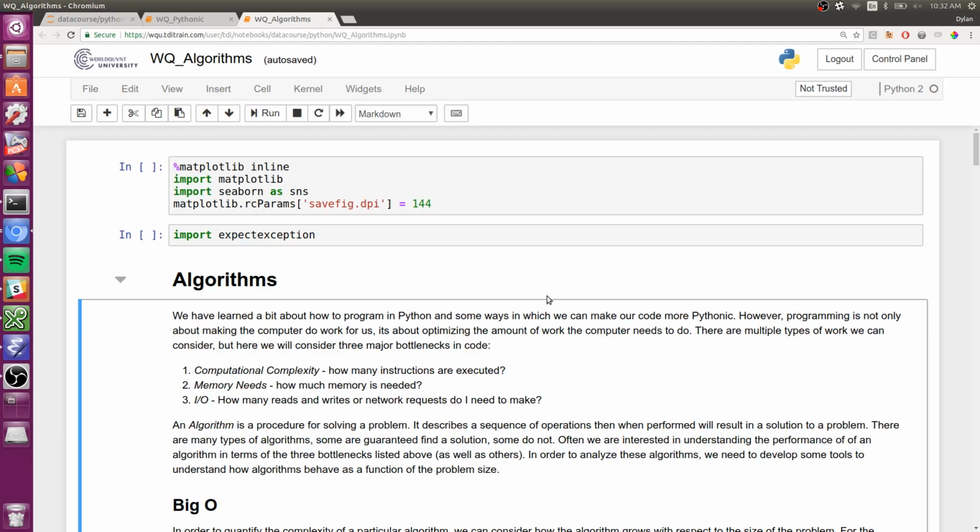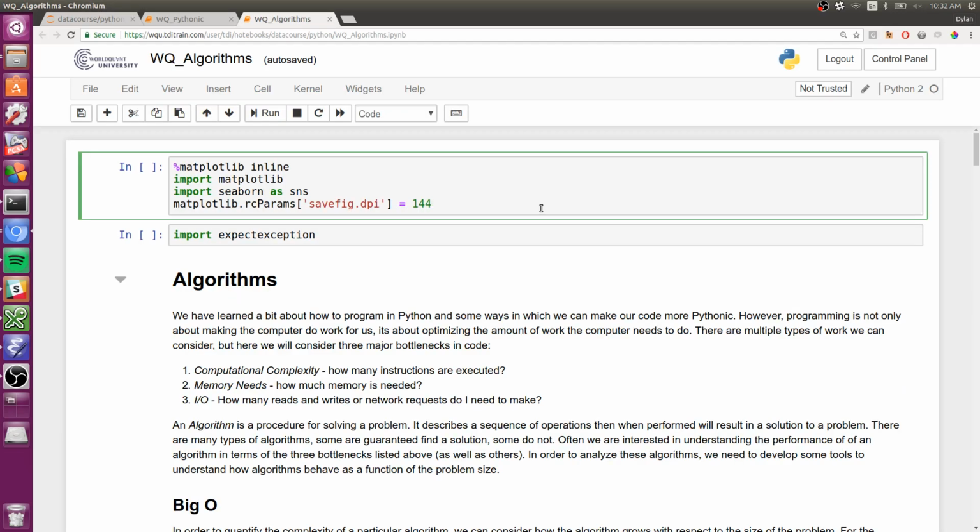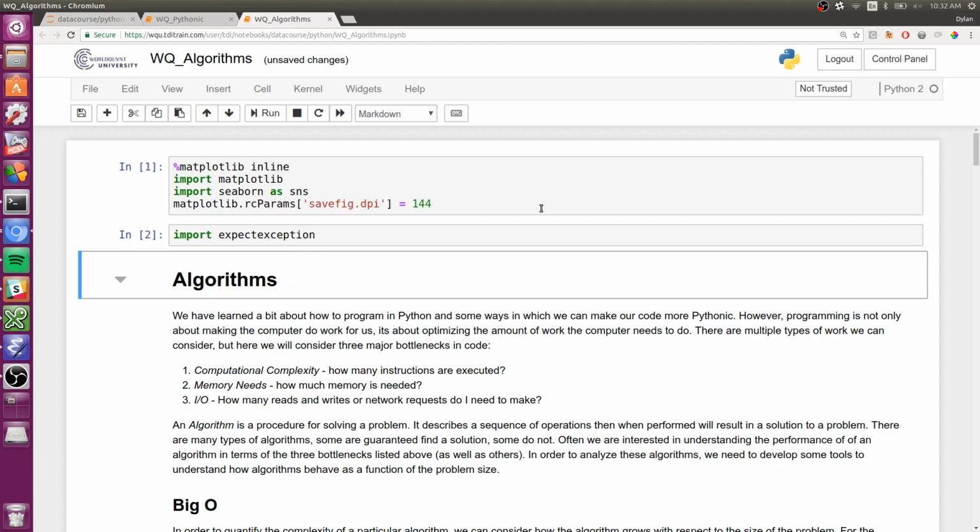And today we're going to turn again to fundamental computer science concerns and think about not how we write effective code in Python specifically, but how do we come up with effective solutions to problems generally.